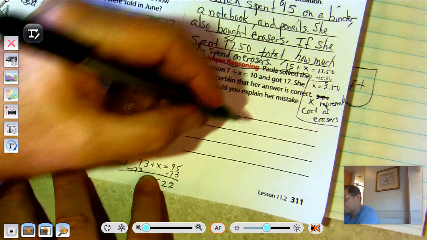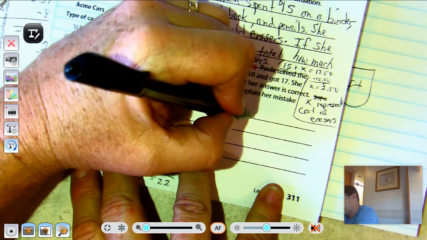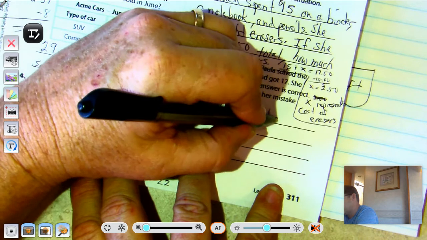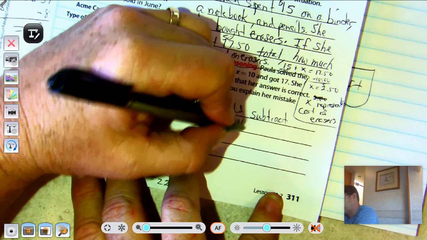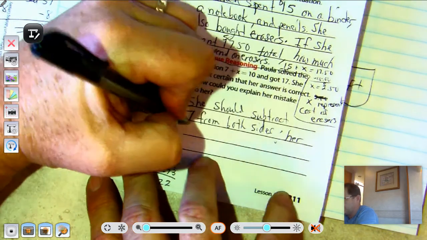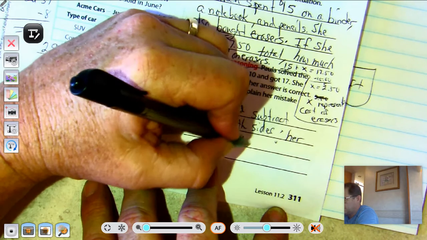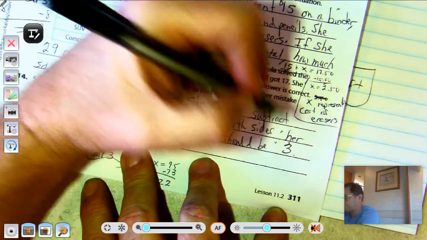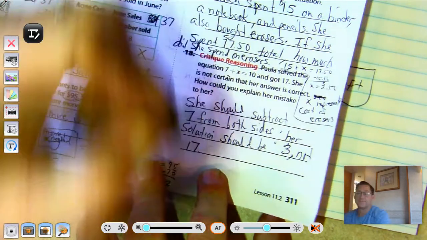Okay, so she should subtract 7 from both sides. Her solution should be 3, not 17.